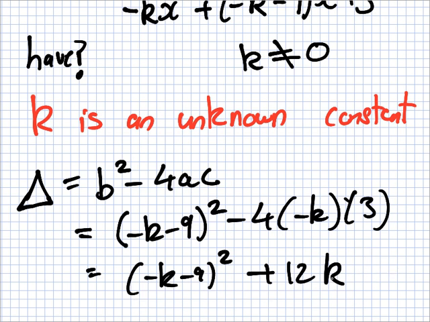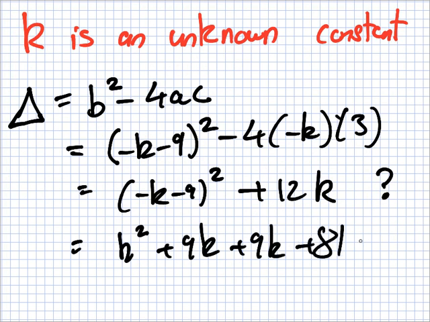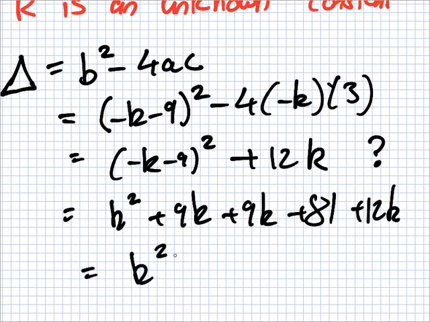Alright, so we've made little progress, but what's the next thing to do? I don't know if this is positive or negative yet, or 0. Maybe you could expand? Yeah, I think we should expand. So we'll get k squared plus 9k plus 9k plus 81 plus 12k. Now, is this positive or negative? No, we don't know because the k's could be negative. If k was minus 100, this would be minus 900, minus 900. So, what could we do next?